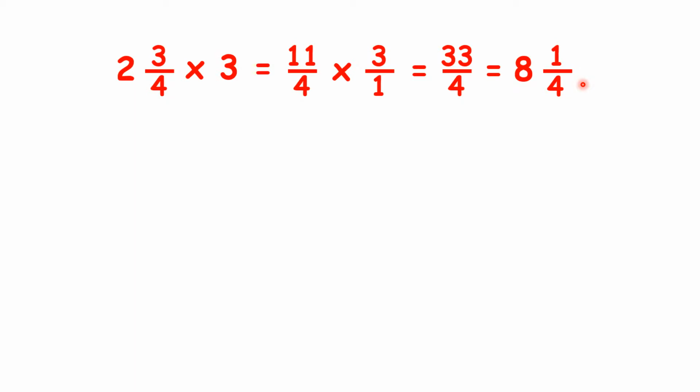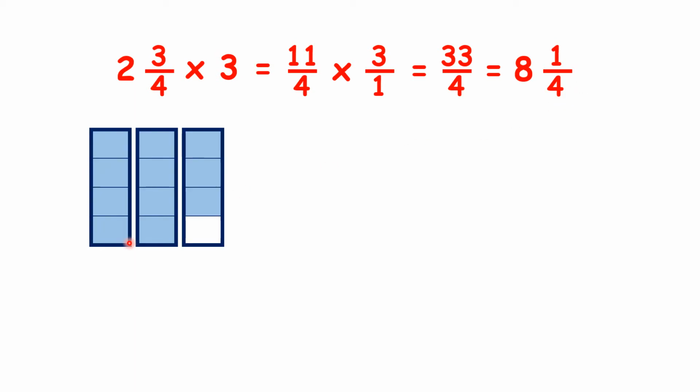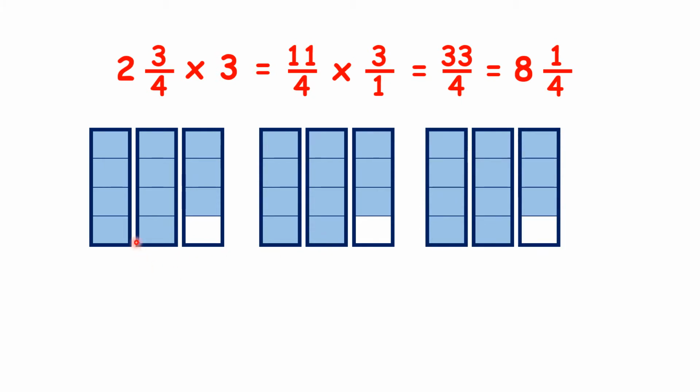And we can show how we got our answer visually. So here we have 2 3/4. We're multiplying by 3, so here we have 2 3/4 3 times. So if we regroup to make complete rectangles, you can see that we now have 8 full rectangles and 1/4 of another one.